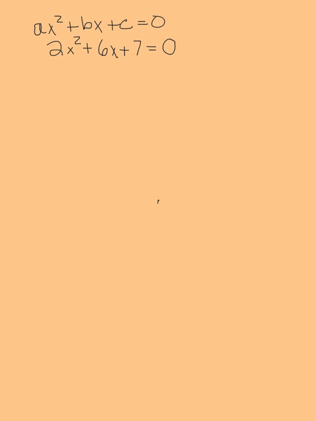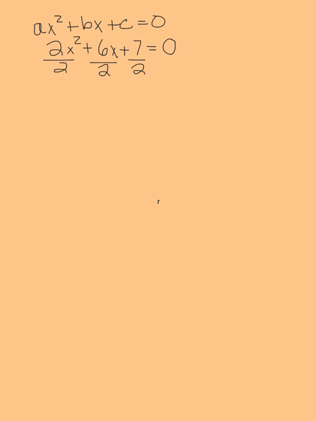Okay, so for this problem, we're going to solve a quadratic equation by completing the square. The equation for a quadratic is ax squared plus bx plus c equals 0, and our equation here is 2x squared plus 6x plus 7 equals 0. The first thing we're going to want to do is divide the equation by 2 because our leading coefficient is greater than 1.